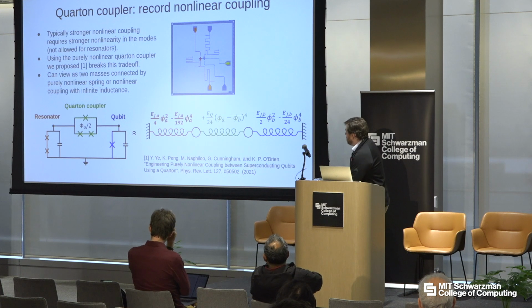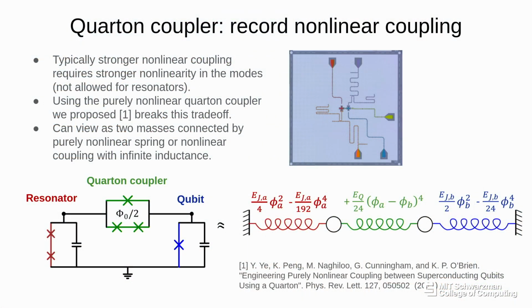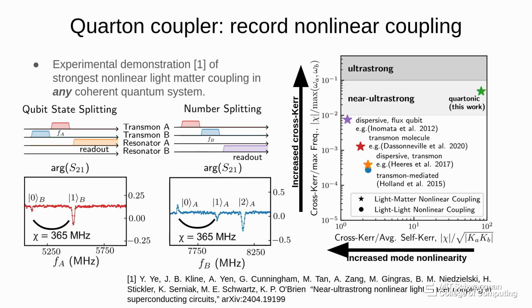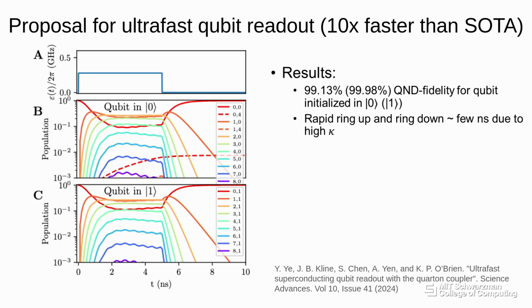Electrically, this behaves like an infinite inductor. When you place this in between two qubits, you can turn one of the qubits into a resonator and achieve a very strong nonlinear interaction between these two. Using this system, we were able to experimentally demonstrate the strongest nonlinear light-matter coupling of any quantum coherent system, in superconducting qubits, photonics, et cetera, which potentially has applications, as we discussed in this paper, for improving readout speed by about an order of magnitude, simply because this nonlinearity is very high, so that leads to really strong interactions.